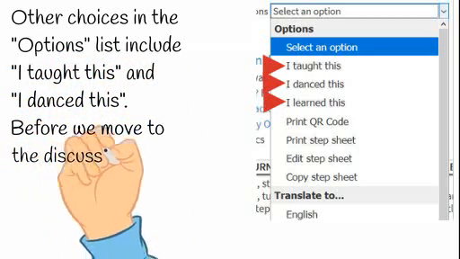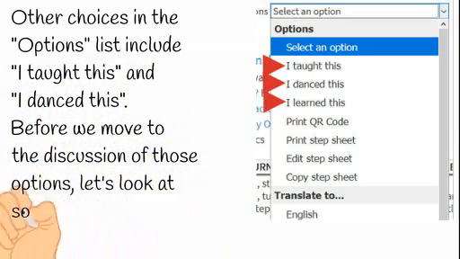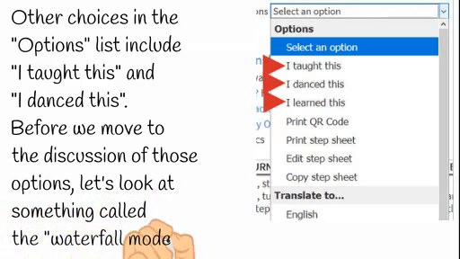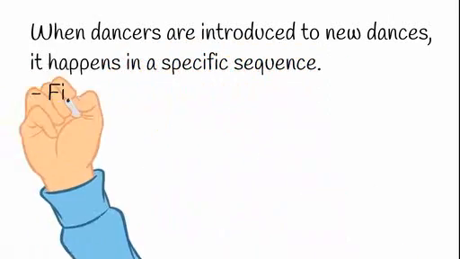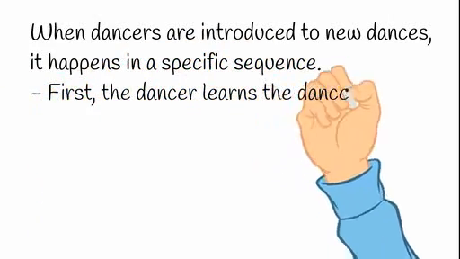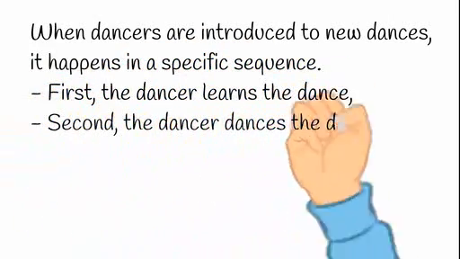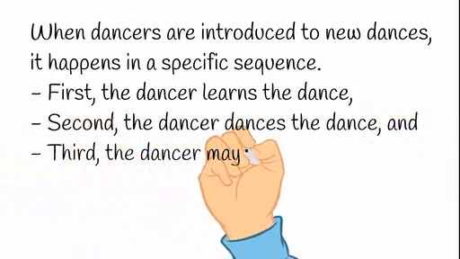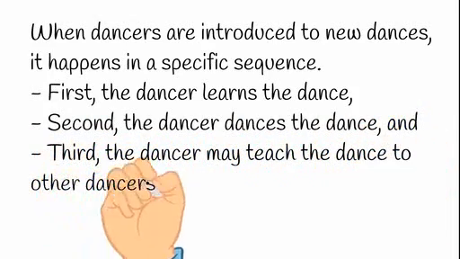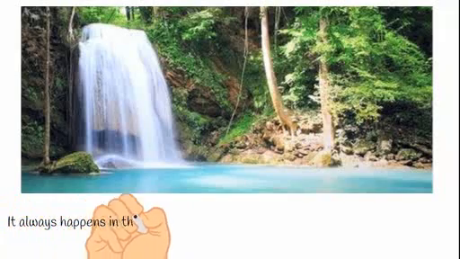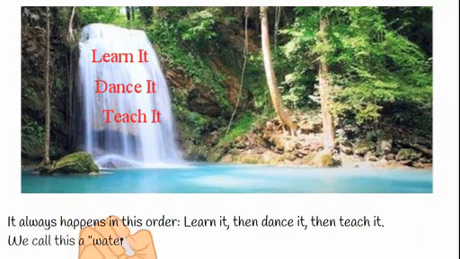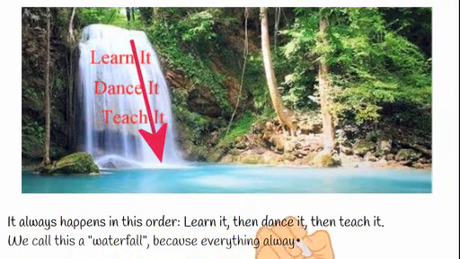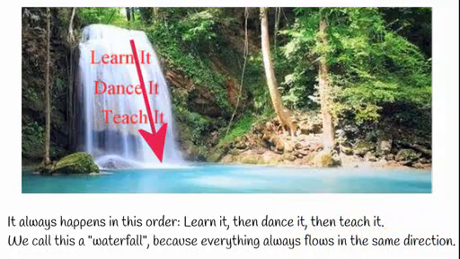Before we move to the discussion of those options, let's look at something called the waterfall model. When dancers are introduced to new dances, it happens in a specific sequence. First, the dancer learns the dance. Second, the dancer dances the dance. And third, the dancer may teach the dance to other dancers. It always happens in this order. Learn it, then dance it, then teach it. We call this a waterfall because everything always flows in the same direction.